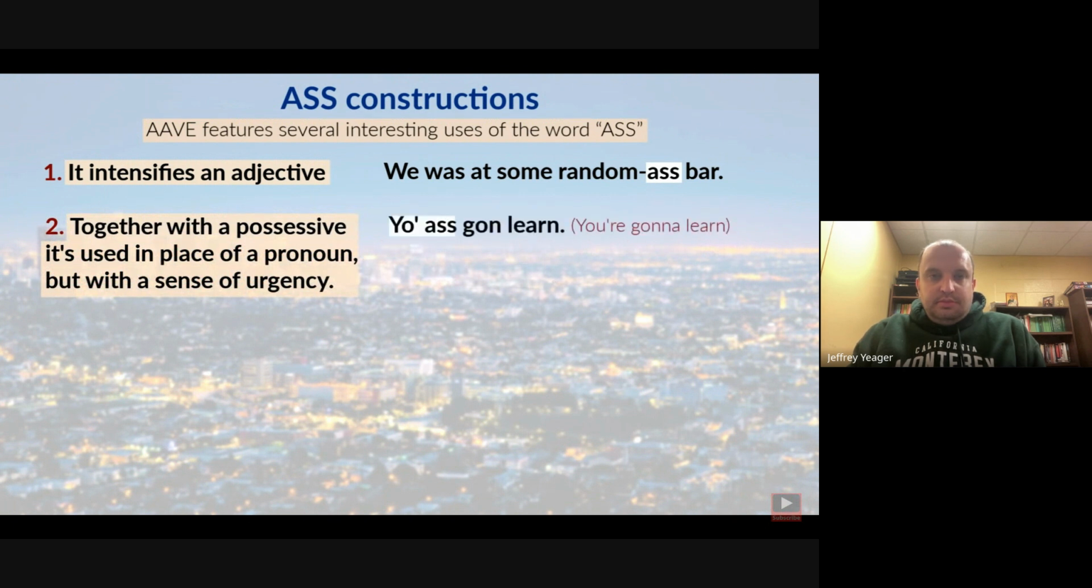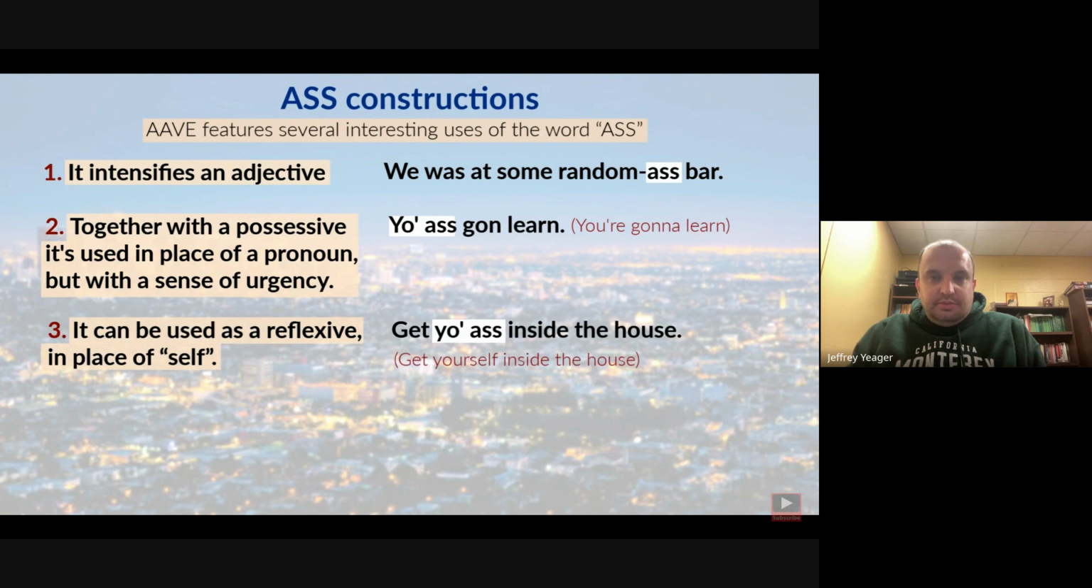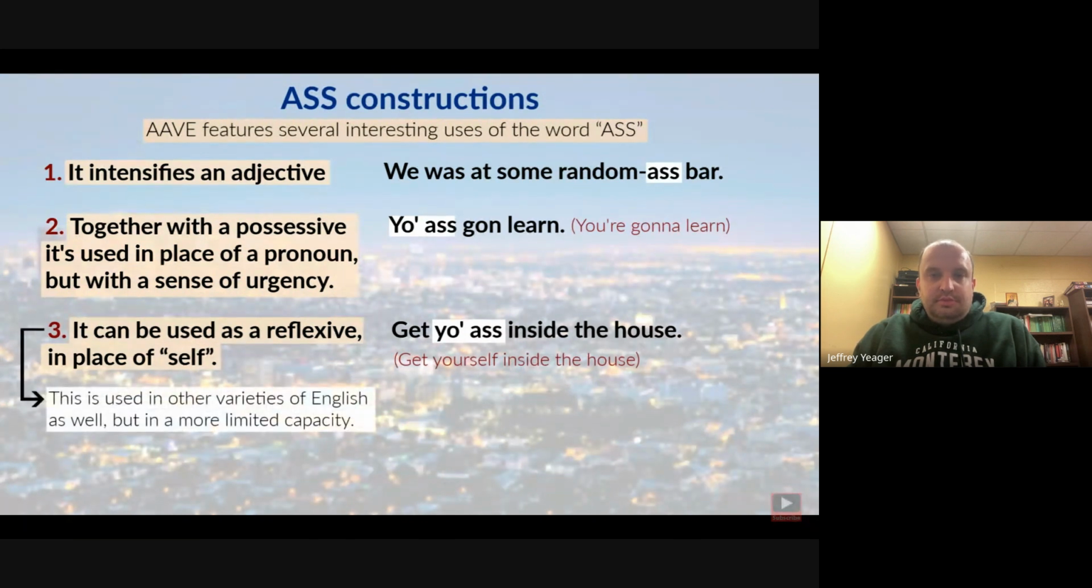Second, together with a possessive, it's used in place of a pronoun, but with a sense of urgency. Your ass gonna learn. This means you're going to learn, but the subtext is that you're chastising or warning someone. Third, it can also be used as a reflexive in place of self. Get your ass inside the house. That just means get yourself inside the house. Yo ass replaces yourself. This is used in other varieties of English as well, but in a much more limited capacity. Pronunciation. African American vernacular. We'll stop there.